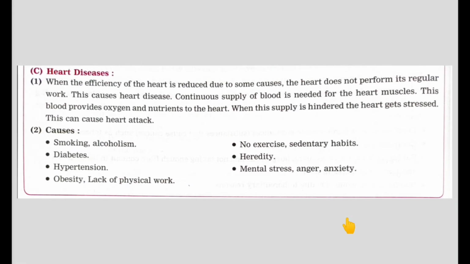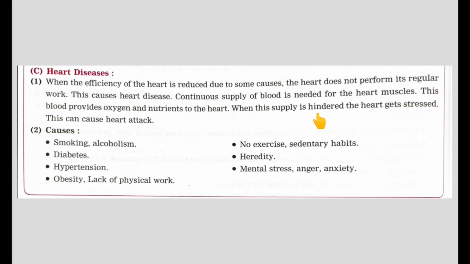Then let us see about heart diseases. When the efficiency of the heart is reduced due to some causes, the heart does not perform its regular work. This causes heart disease. Continuous supply of blood is needed for the heart muscles to work properly. This blood provides oxygen and nutrients to the heart.